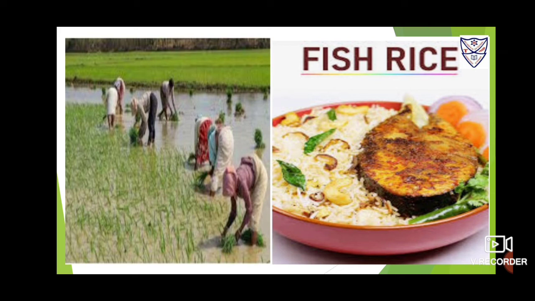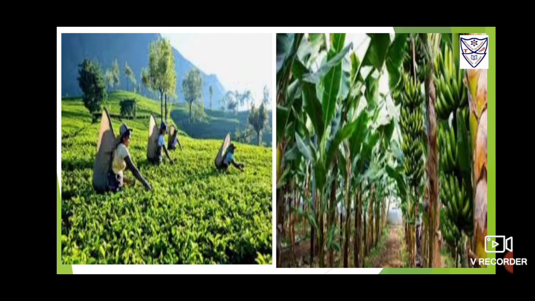The main crop is paddy. The staple diet of the people is fish and rice. Since it requires sufficient water, it is grown in areas where rainfall is high. The other crops that are grown include wheat, maize, millet and grams. Cash crops such as sugarcane and jute are also grown.